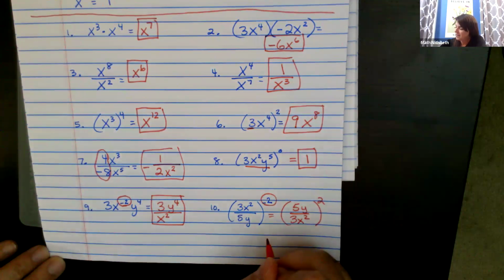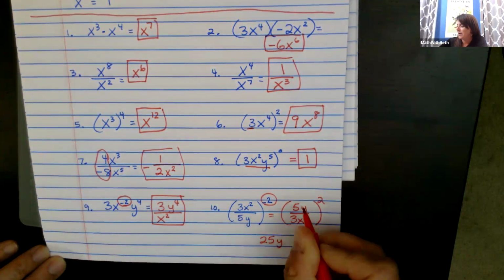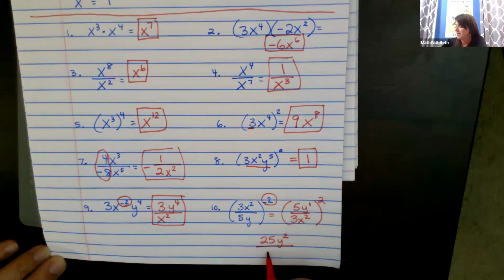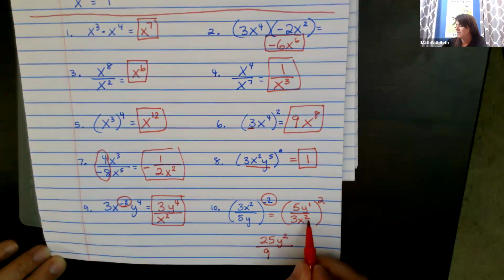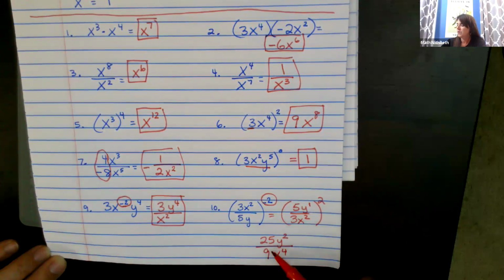So 5 to the second power means 5 times 5. Y to the second power just becomes y to the second power, because it's kind of like there was a 1 there that we multiplied. 3 to the second becomes 9. X to the second raised to the second becomes x to the fourth. Then just double check if there's anything else you can reduce. If 25 and 9 had something that I could reduce them by, I would.